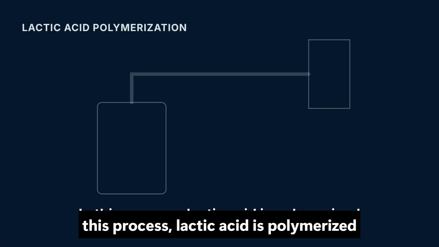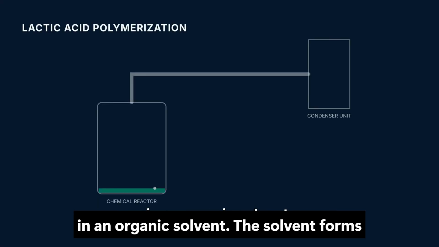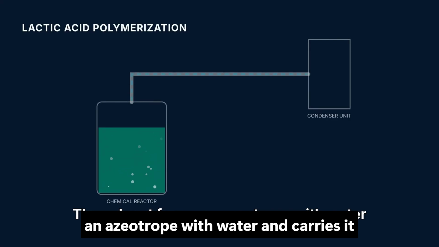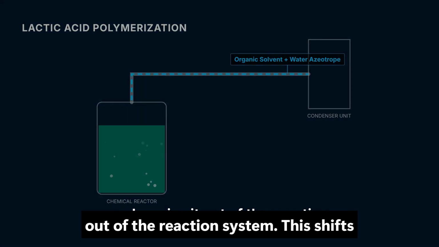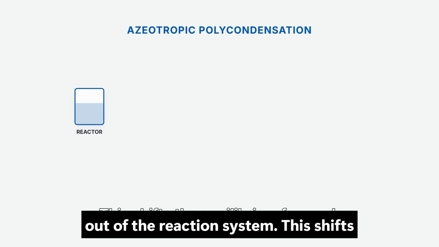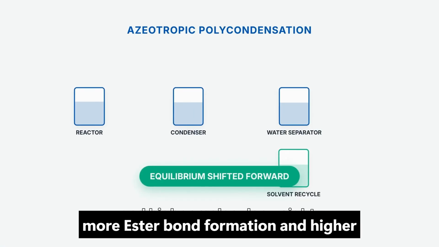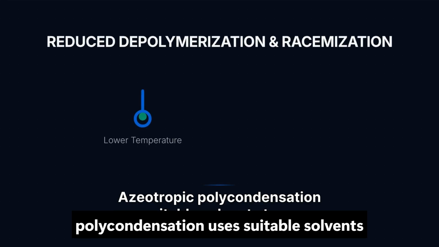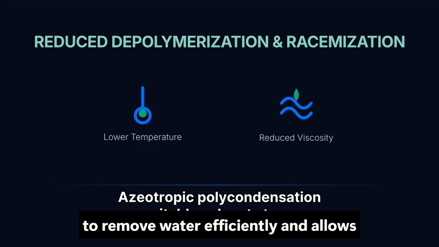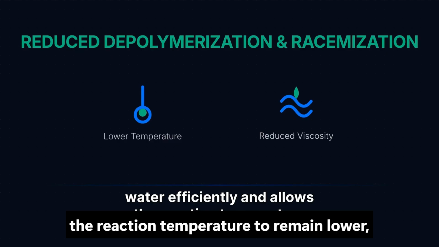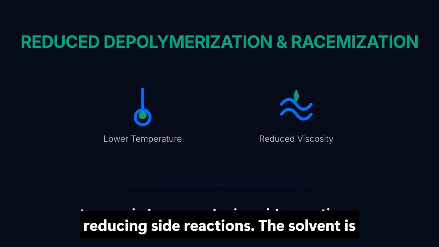Azeotropic polycondensation improves direct polycondensation by using a solvent that helps remove water. In this process, lactic acid is polymerized in an organic solvent. The solvent forms an azeotrope with water and carries it out of the reaction system. This shifts the equilibrium forward. Less water means more ester bond formation and higher molecular weight. Azeotropic polycondensation uses suitable solvents to remove water efficiently and allows the reaction temperature to remain lower, reducing side reactions.